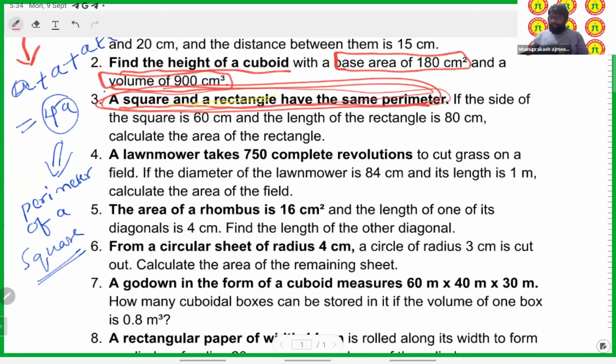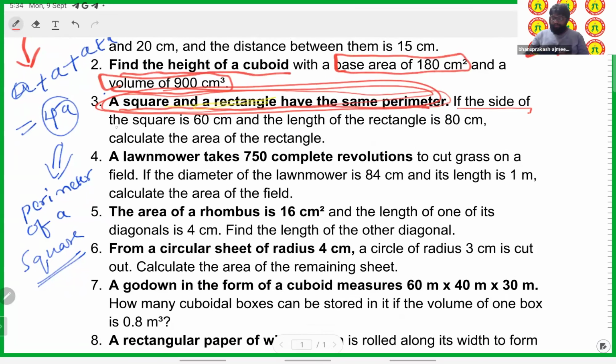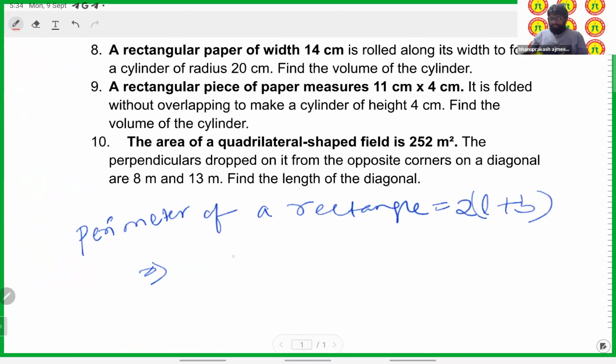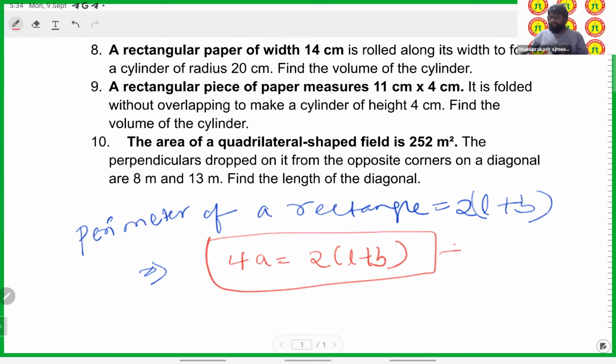So now what I will do, and again it is given as, if the side of the square is 60 centimeter and the length of the rectangle is 80 centimeter, calculate the area of the rectangle, they are asking. So first of all, our ultimate goal is 4a is equal to 2 into l plus b. This is as given in the question. So from question, we know that perimeters are same.